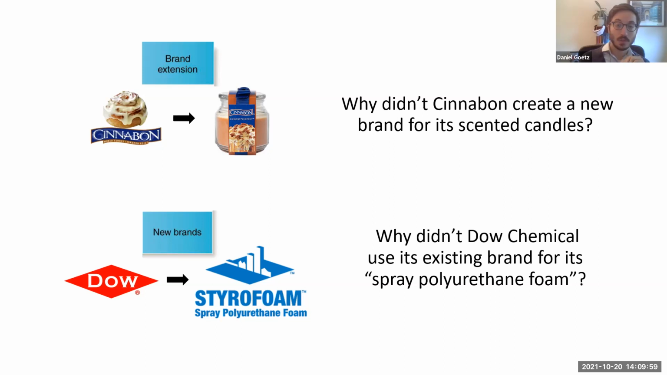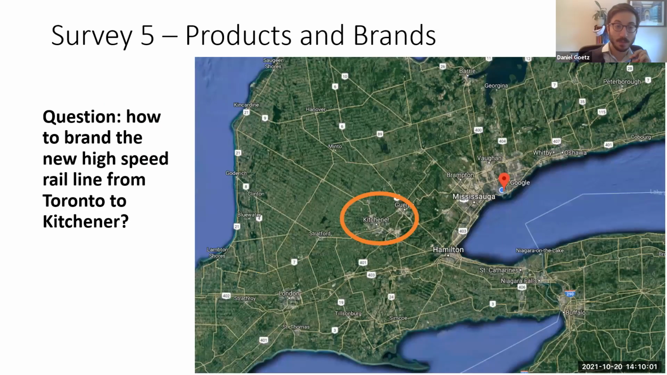All right, so that brings us to our survey. The question I asked you guys was, how should we brand the new high-speed rail line from Toronto to Kitchener? So some of you probably Googled Kitchener. If you don't know where it is, most of you probably know where it is already.